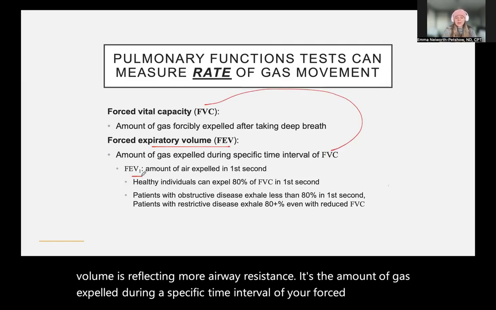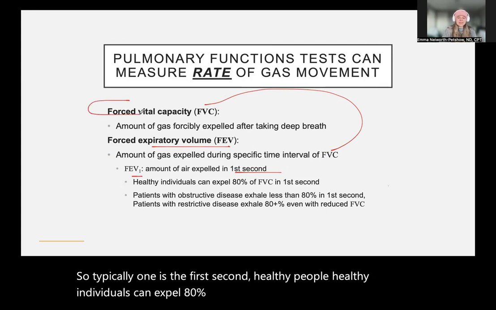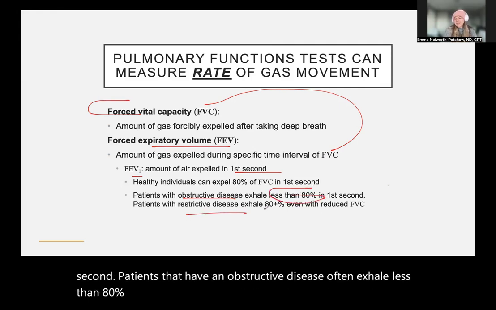Typically that interval is the first second. Healthy individuals can expel 80% of their forced vital capacity in 1 second. Patients that have an obstructive disease often exhale less than 80%. Patients with a restrictive disease can have normal, or sometimes they can even exhale more.